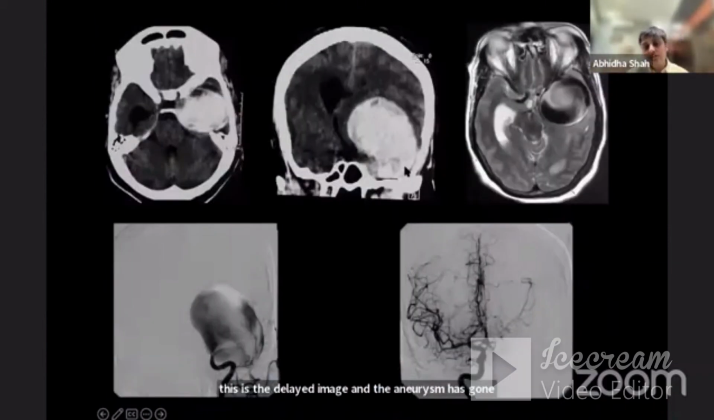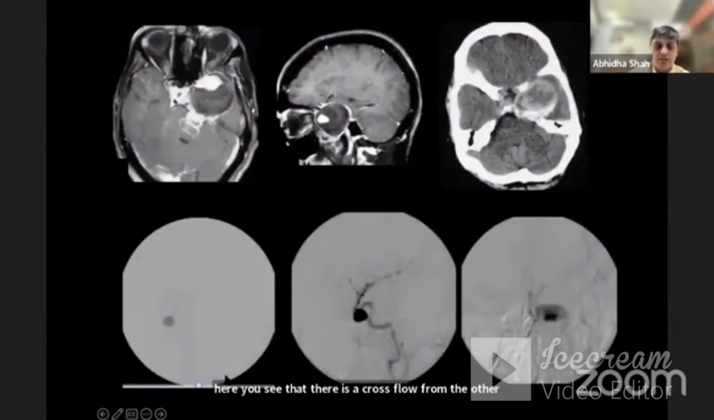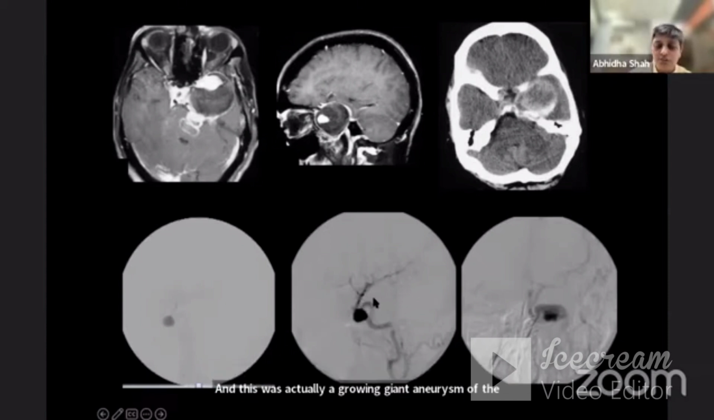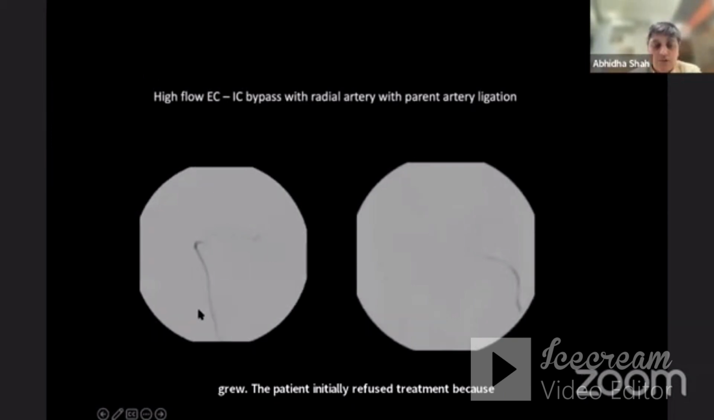This is a huge aneurysm of the cavernous carotid, but here you see that there is a cross flow from the other side. So all that had to be done was ligate the carotid artery and take care of the aneurysm. This is another cavernous ICA aneurysm where there was no cross flow. This was actually a growing giant aneurysm of the cavernous sinus. Within a period of 3 months, it grew. The patient initially refused treatment because of the risk, but ultimately she came back to us because she developed some hemiparesis. What we did is treat her with a high flow ECIC bypass with a radial artery and then ligated the parent artery.